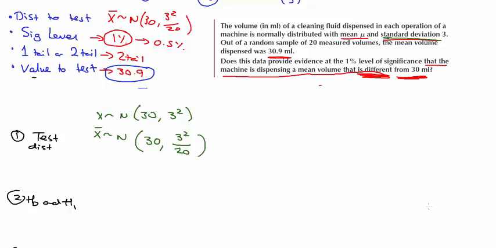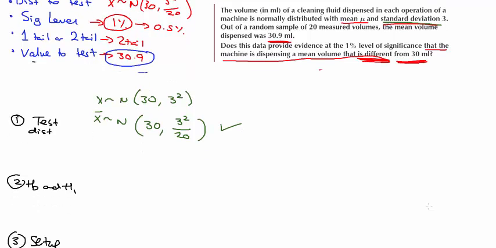So you go, that's our test distribution. That's what's going to get our first mark. Now let's write our H0 and H1. So H0 is different than 30 mils. That's what we're testing. So mu is 30. H1, mu is different to 30.